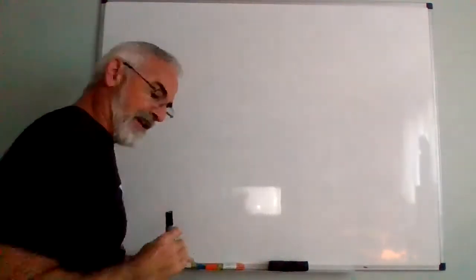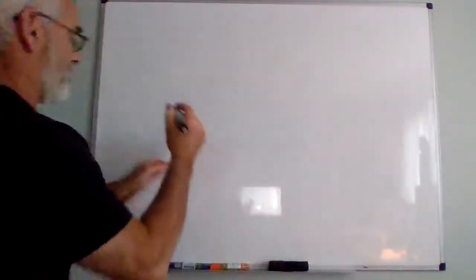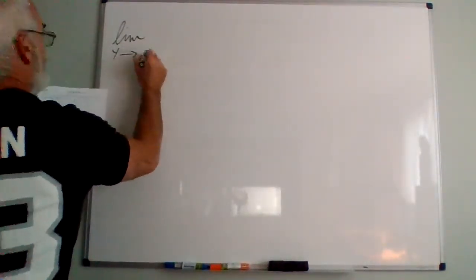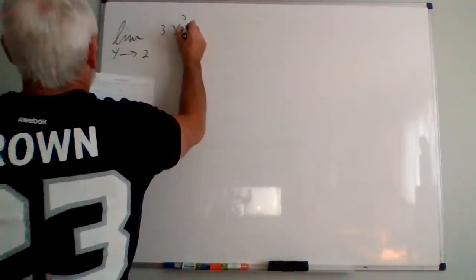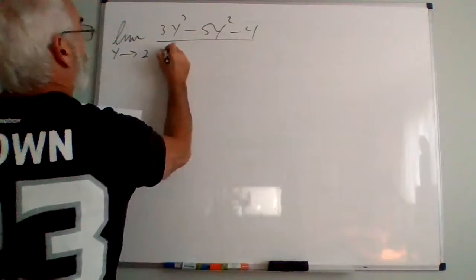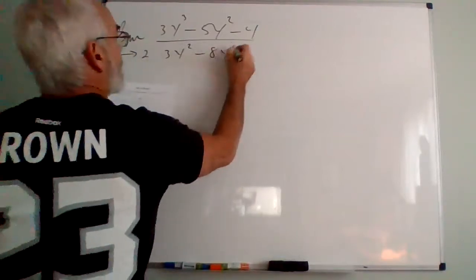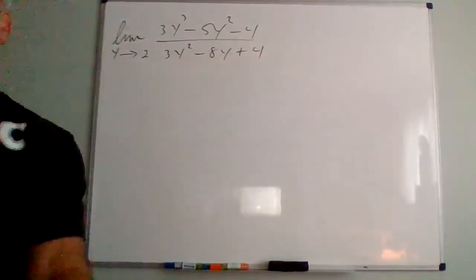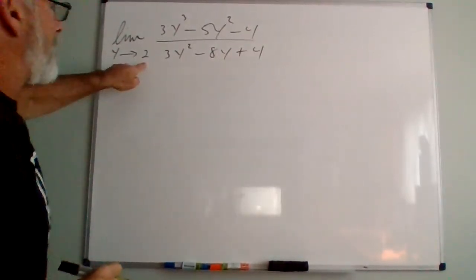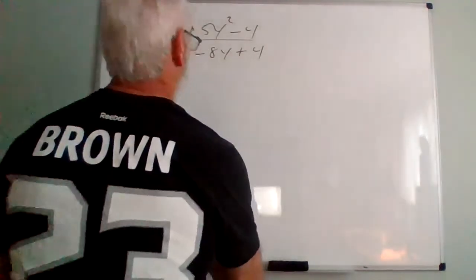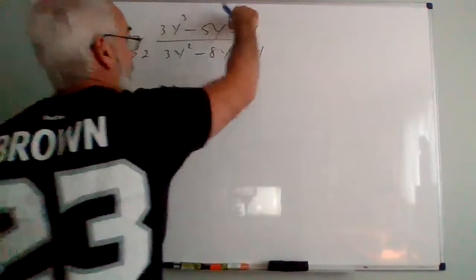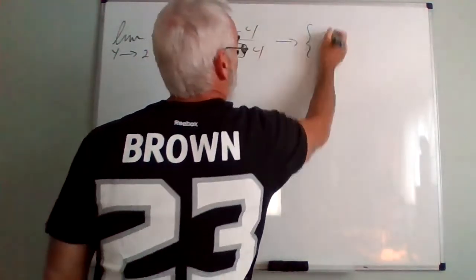Okay, in the next case, we've got the limit as y goes to 2 of 3y cubed minus 5y squared minus 4 over 3y squared minus 8y plus 4. I always want to know if I can evaluate this directly. So if I replace numerator and denominator with the number 2, once again, I will see that 3 times 2 cubed minus 5 times 2 squared minus 4, that is 0.